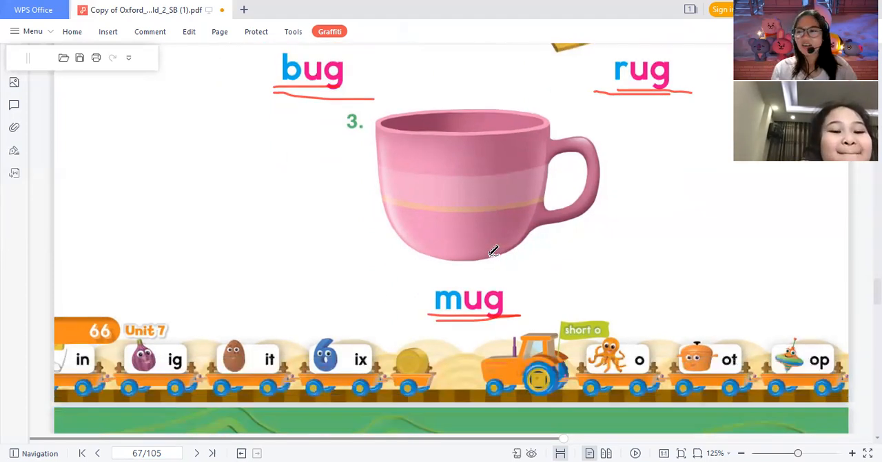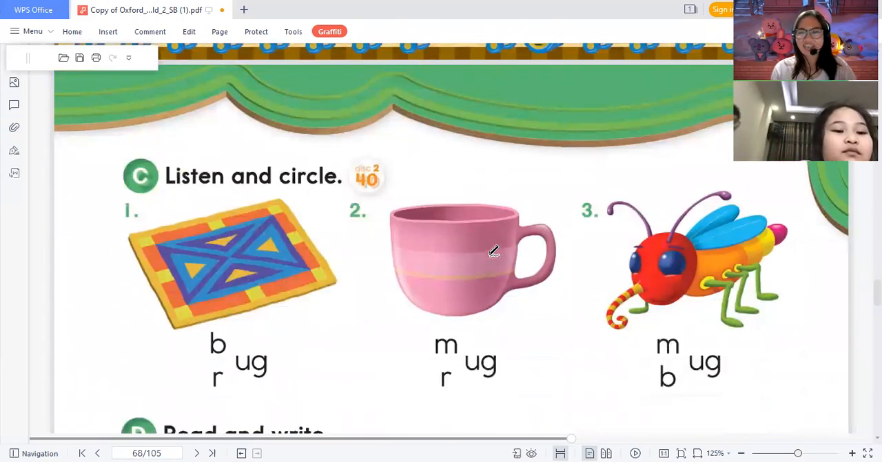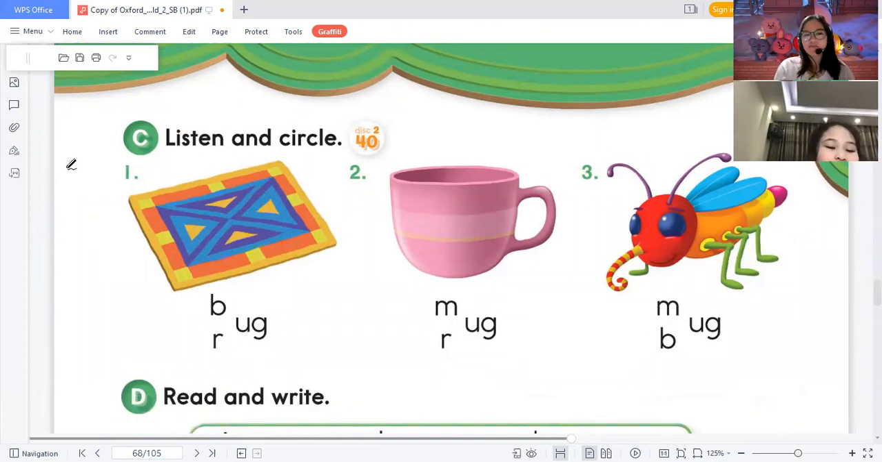Okay, so now let's go to the next page. I want you to listen and circle the correct answer. Number one, it's a rug. Okay, rug. Correct. Very good. Now, how do you spell rug? Rug. How do you spell rug? Is it R? Isn't it R? R. Okay. R, U, G.